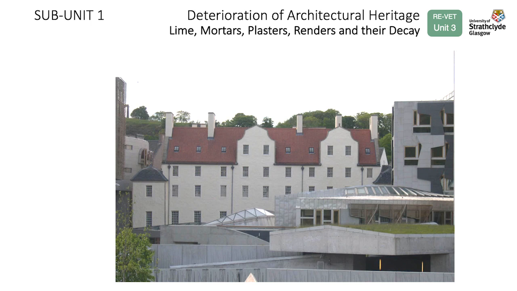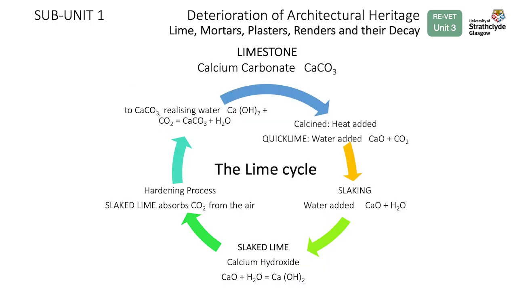Lime is the most extensively used binder in traditional buildings. Therefore, its understanding is vital for successful conservation projects. It is necessary to be aware of the lime cycle. It starts with limestone, which is calcined, and water added to produce quicklime. This is slaked with water, and when it comes into contact with the air, it becomes again calcium carbonate.